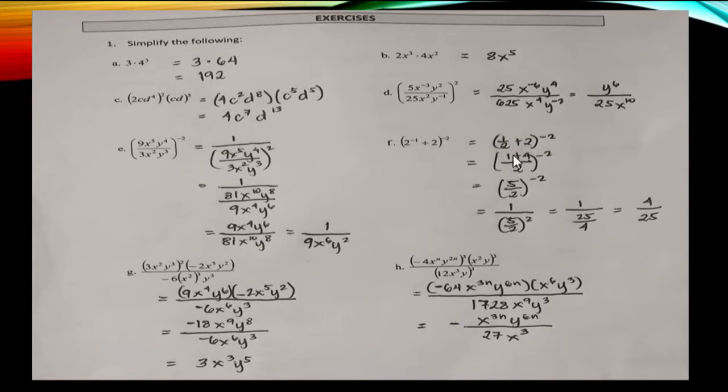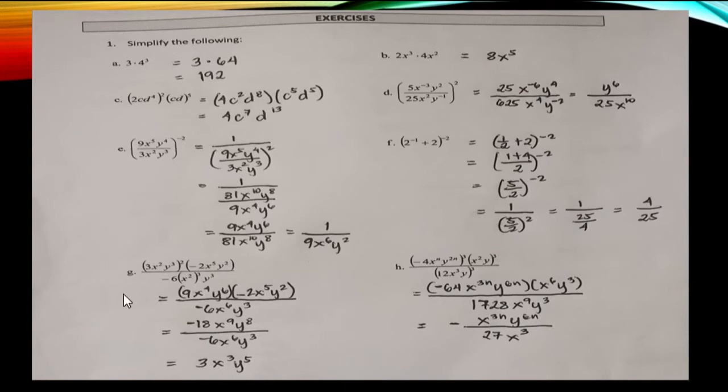1 half plus 2, the LCD is 2. 2 divided by 2 is 1 times 1, that is 1. 2 divided by 1 is 2 times 2, that is 4. So, 1 plus 4, that is 5 over 2. So, since negative 2 man iyang power, so that can be 1 over (5 over 2) squared. So, 5 squared is 25, 2 squared is 4. So, 1 over 25 over 4, then the reciprocal, so that is 4 over 25.